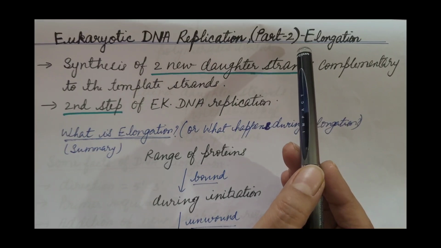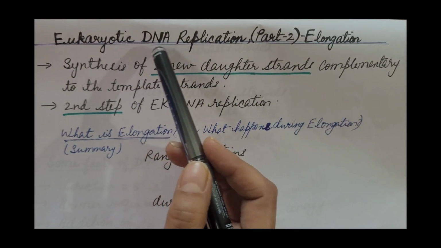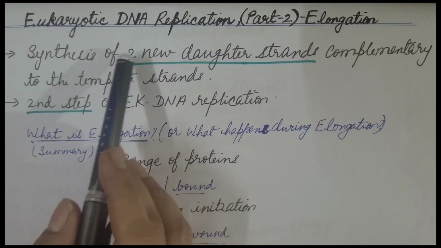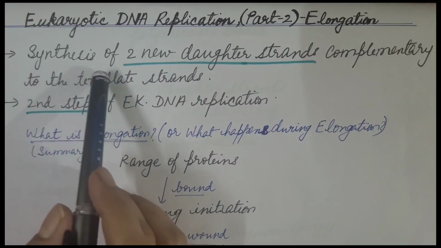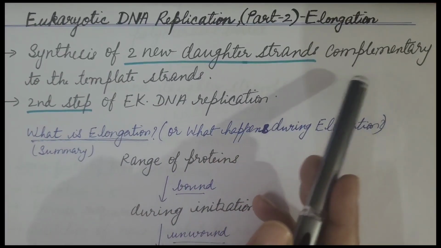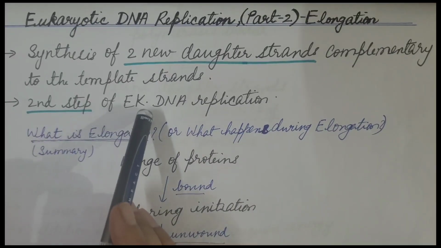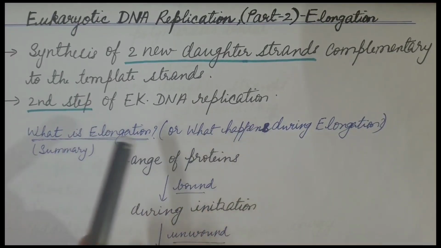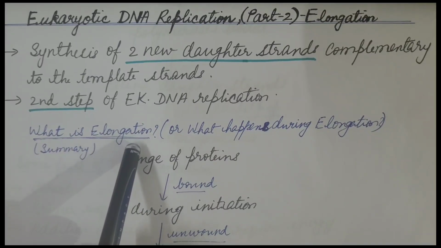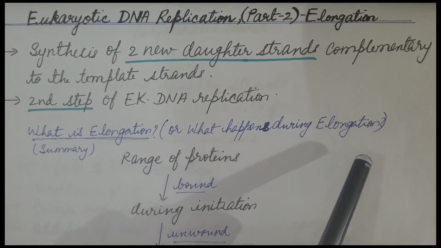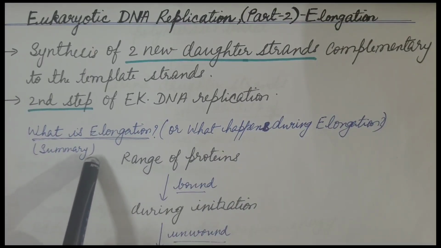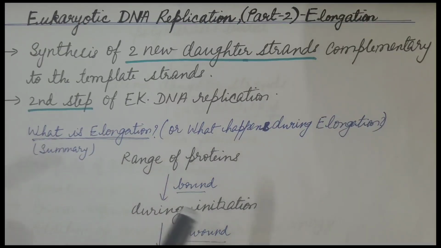Now let us discuss about elongation step of eukaryotic DNA replication. Elongation is the synthesis of 2 new daughter strands complementary to the template strands. It is the second step of eukaryotic DNA replication. Now what is elongation or what happens during elongation? Let us see the overview or let us summarize it.